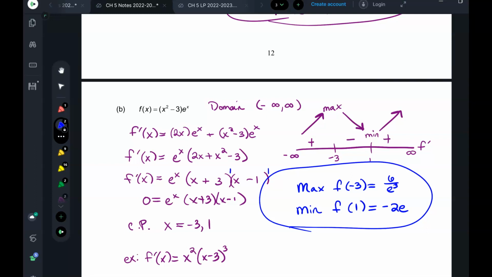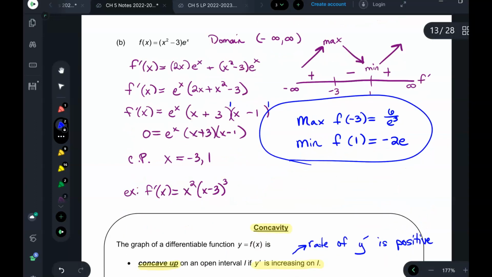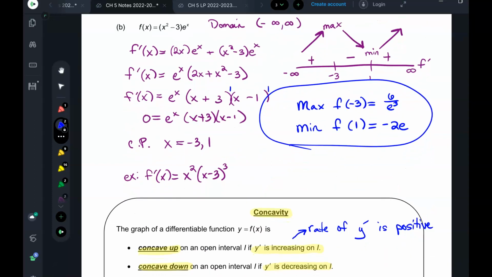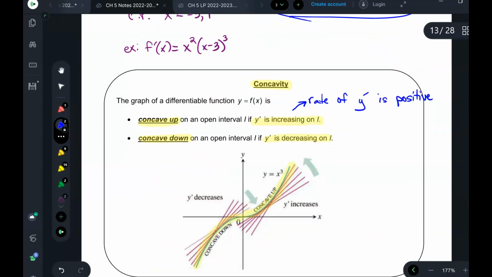It all depends on the domain. You can't have an absolute maximum or minimum with negative infinity, so be careful there. Let's take a parabola, for example. A parabola has an absolute minimum, but not an absolute maximum.